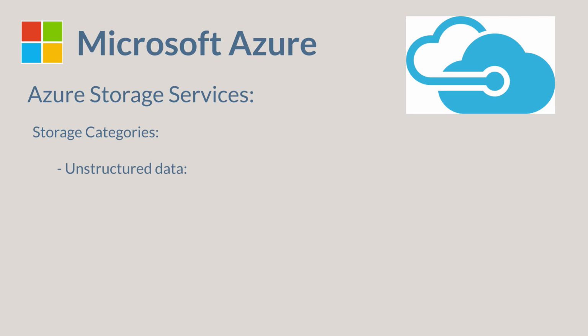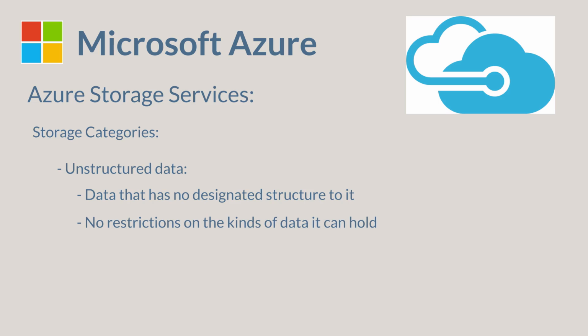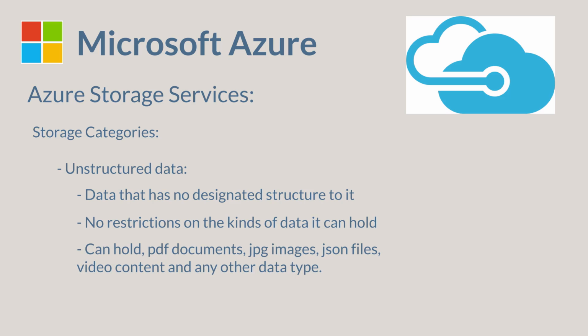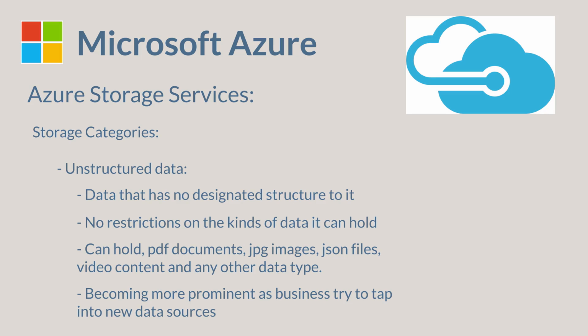And thirdly, unstructured data. Unstructured data encompasses data that has no designated structure to it. This also means that there are no restrictions in the kinds of data it can hold. For example, a blob can hold a PDF document, a JPEG image, a JSON file, or video content. As such, unstructured data is becoming more prominent as businesses try to tap into new data sources.